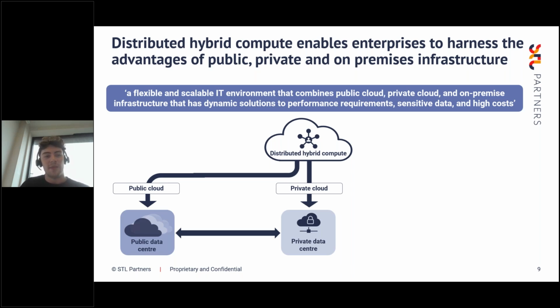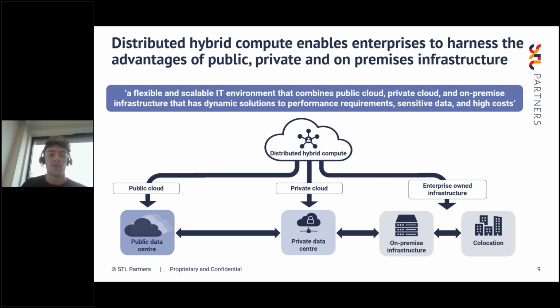So enterprises are going to be augmenting public cloud with private cloud, and they'll also be continuing to use some of their own infrastructure, either through co-location or on-premise. Whilst this has been declining as an operating model, a significant proportion of enterprises still have on-premises infrastructure, and that's not something that we see changing anytime soon. Enterprises are now using public, private, and enterprise-owned infrastructures with a distributed hybrid compute model. But the reality is, unfortunately, it's not quite as simple as that.